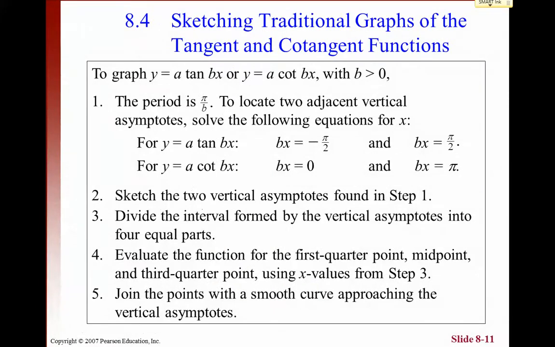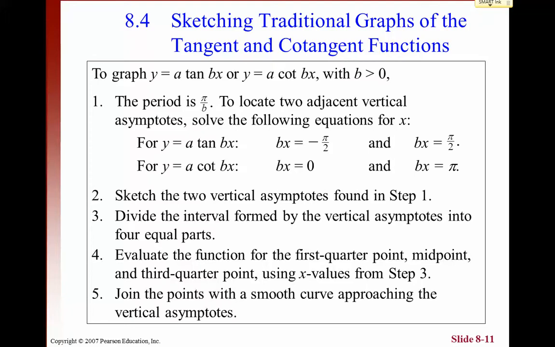Okay, so to graph it, the period is pi over b, so instead of 2 pi over b, for tangent or cotangent we do pi divided by b. And we locate the two vertical asymptotes and solve. To do that, we solve these two equations: bx equals negative pi over 2 and bx equals pi over 2. Wherever b is, we put that in there and then we solve for x. And that gives us the place where the asymptotes go.